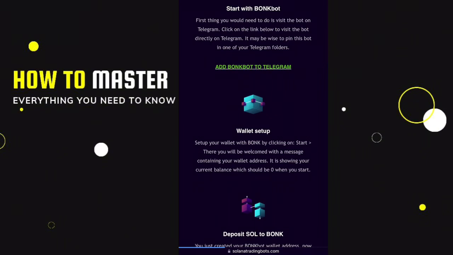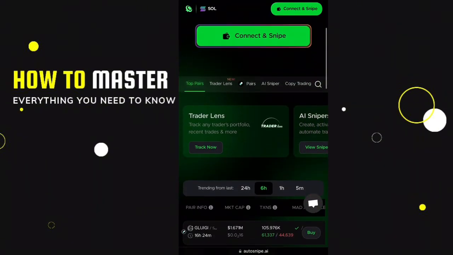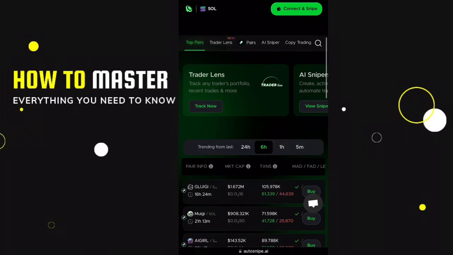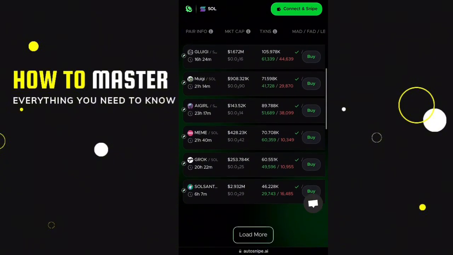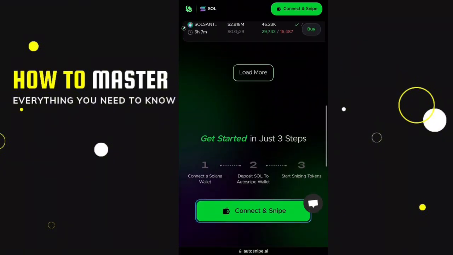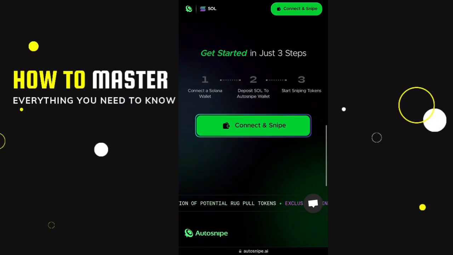And on the other hand, Autosnipe AI leverages AI for scam detection, rug pull protection, and optimized fees. It also specializes in trading Solana-based meme coins, and you can learn from top traders and copy their strategies. And the final thing, it's also tailored for high-frequency trading.